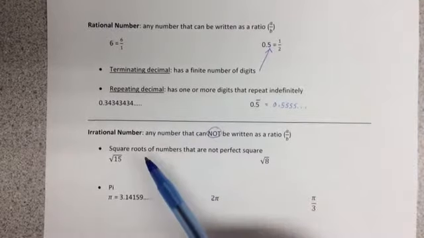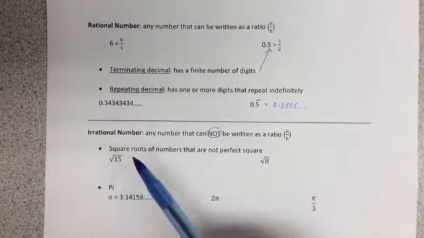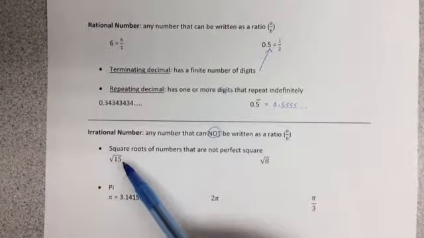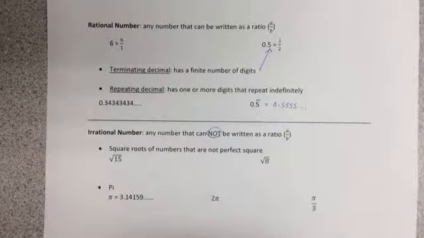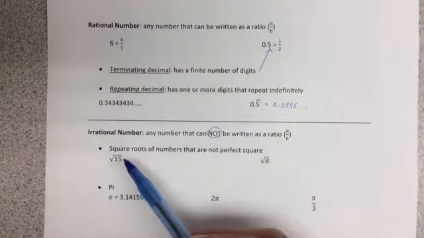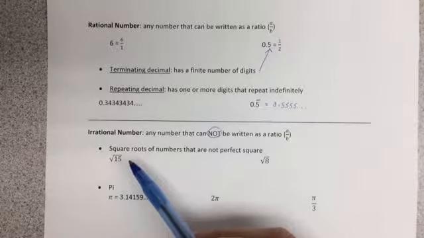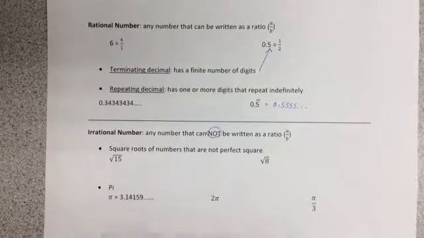So if we think about a square root, that means we're thinking of what number times itself can give you the number under the root. Well, if it's a perfect square, that answer is going to be an integer. It's going to be a whole number. But if it's not a perfect square, the answer results in a non-terminating, non-repeating decimal. So it's a decimal that goes on forever and doesn't repeat.